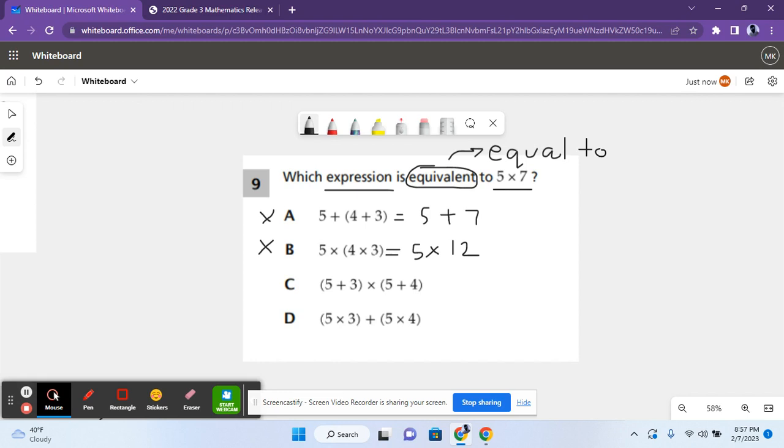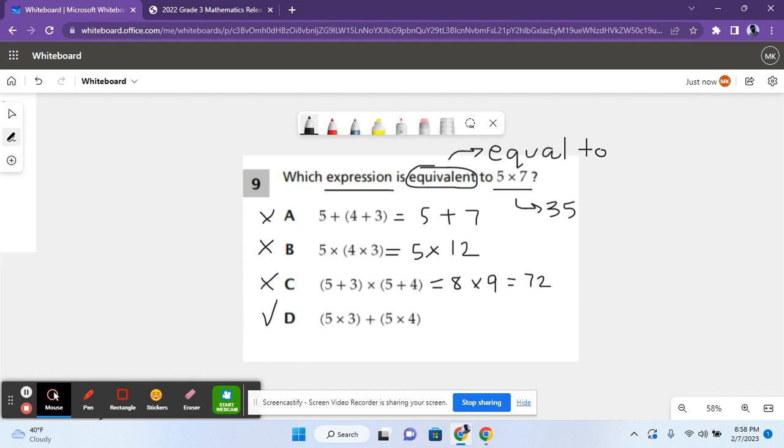For C, it says open parentheses 5 plus 3 close parentheses times open parentheses 5 plus 4 close parentheses. So just solve what's in the parentheses. 5 plus 3, that's 8, times 5 plus 4, that's 9. 8 times 9 is going to be a lot greater than 5 times 7, since 5 times 7 equals 35, and 8 times 9 equals 72. So C is not the correct answer, and that leaves us with D, but let's just check.